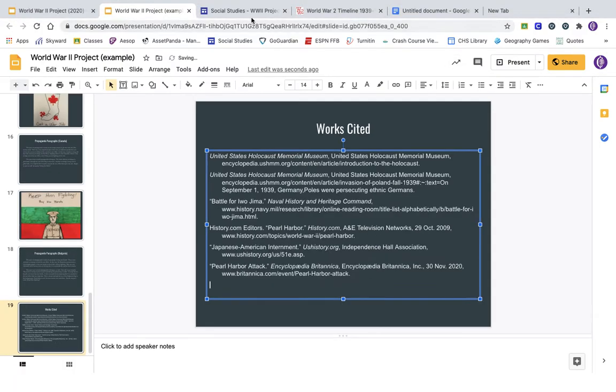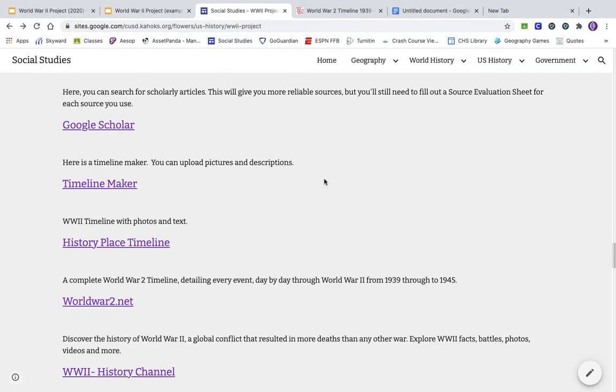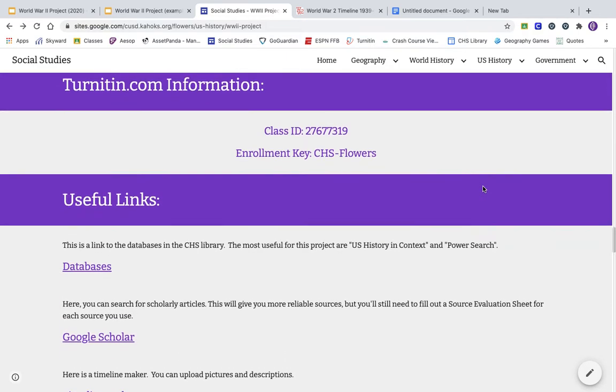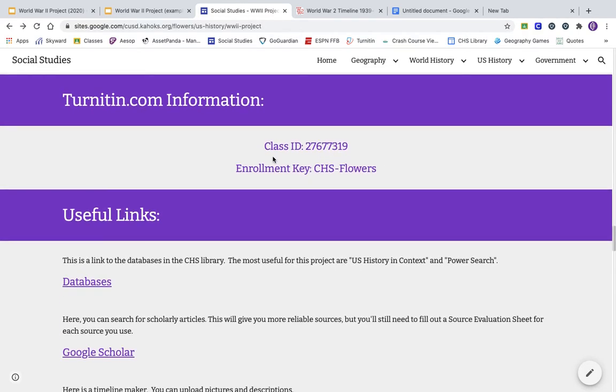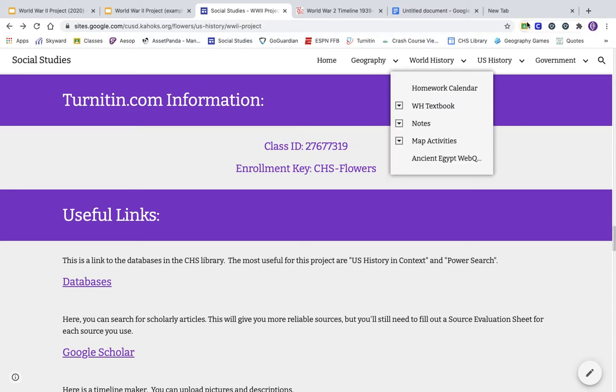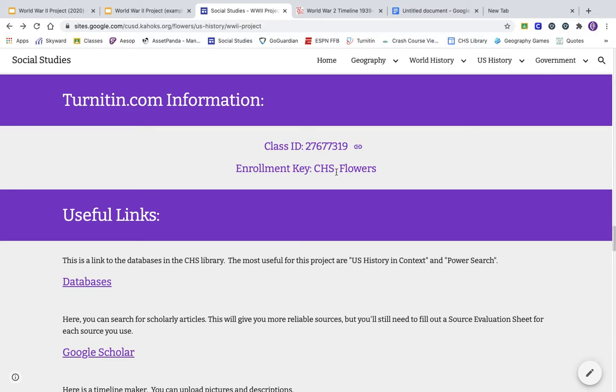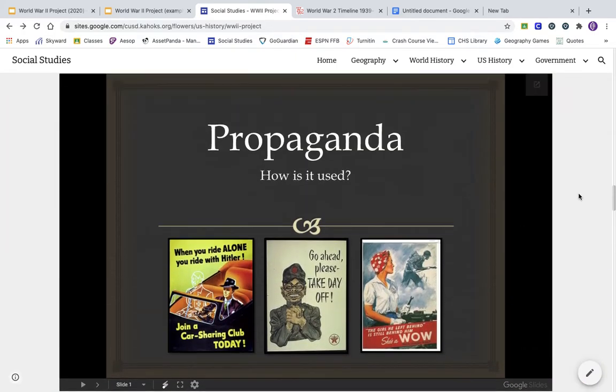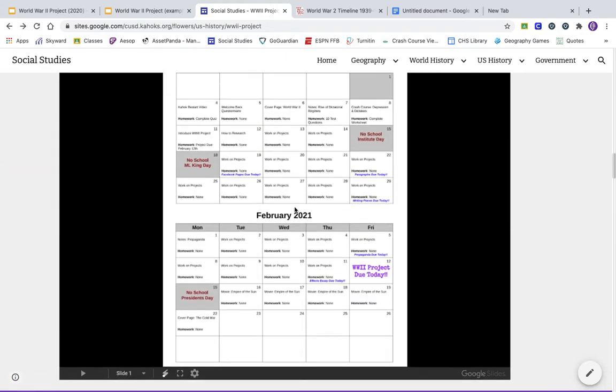Okay, and then the only other thing that I need to tell you about is to go to turnitin.com, and this is the information to join the class. So what you'll do is go to Turnitin and copy this class ID, copy this enrollment key, and then you'll be in the class. So all of your pieces of the project need to be submitted to Turnitin by these dates that I have on this calendar here.